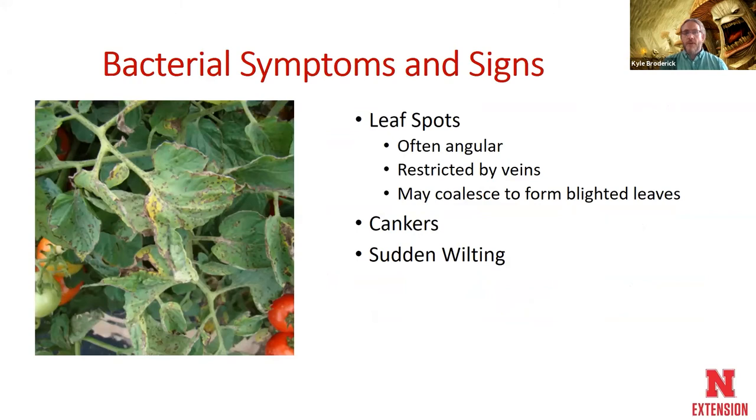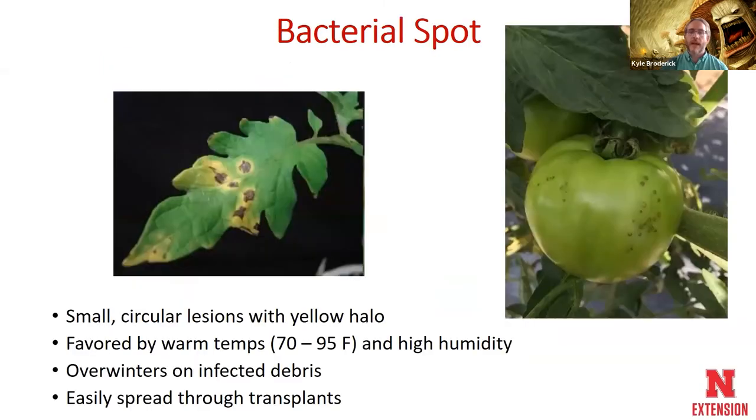Now, the next group that I'm going to discuss are some of our bacterial diseases. These also form leaf spots. Unlike fungal diseases, bacterial leaf spots often start off being somewhat angular as they tend to be more restricted by veins. But those smaller angular leaf spots may coalesce to form larger circular areas or just a general blighting that we see. We may also see some cankers that form, especially if we're looking at some of our bacterial wilt diseases. There can be cankers that form on the stem. And then just a sudden wilting can occur with some of our bacterial wilts as well.